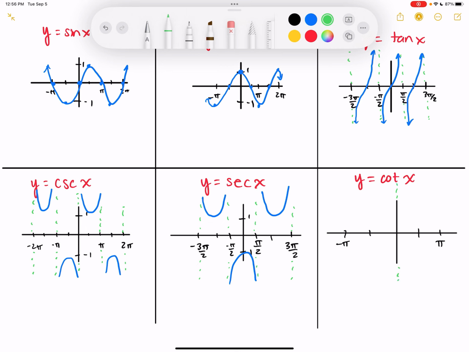That's bad. All right, on zeros and pis, cotangent has asymptotes.